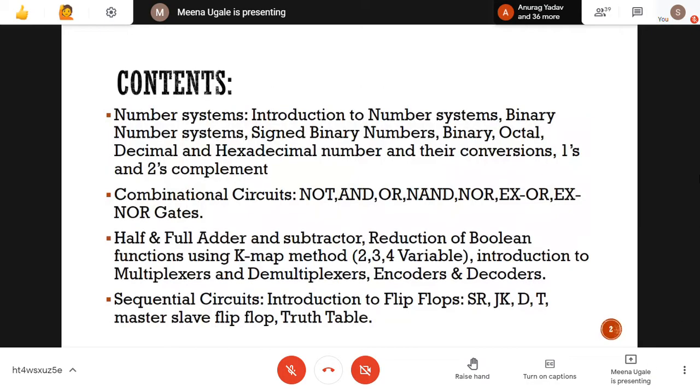So, what are the contents of this chapter? We will go through them briefly and then start for today's part. We are first going to start with the number system. Introduction to number systems, and various types like binary, decimal, hexadecimal, octal. Then conversion from one system to another. And then there is another type of representation for binary numbers, that is signed binary numbers, one's complement representation and two's complement representation.